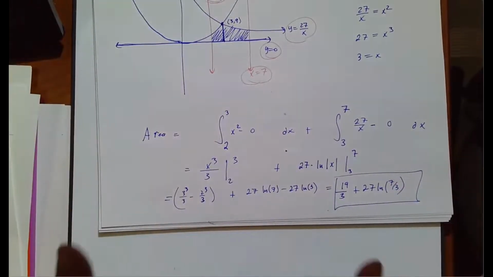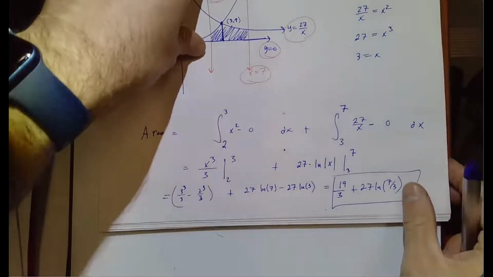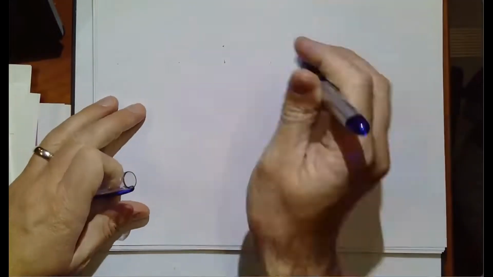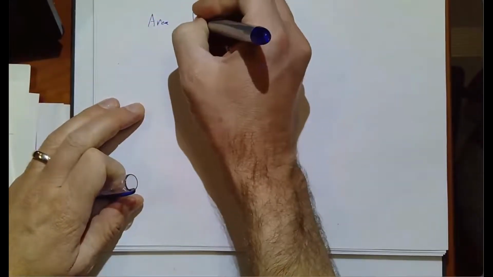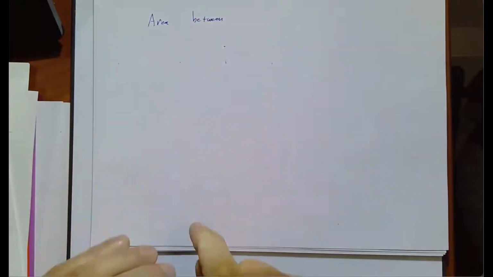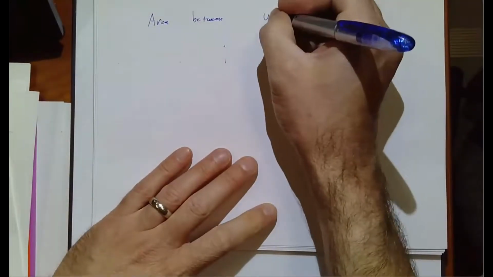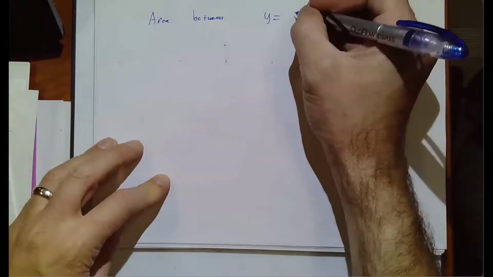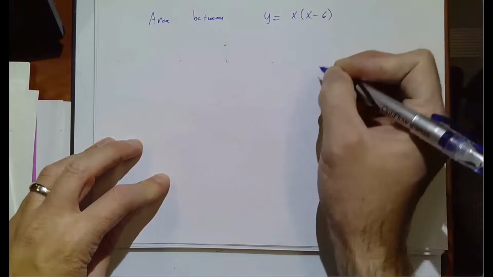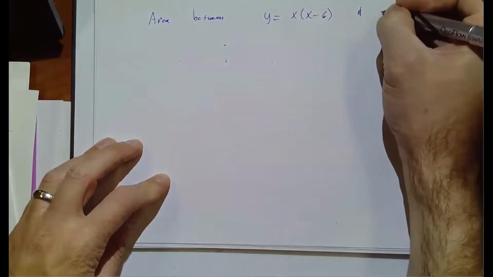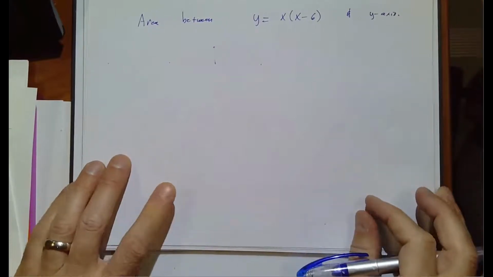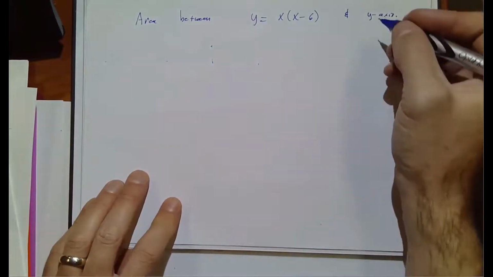Okay. So one thing I want to point out, just to kind of go along the way here, is if you had to find, say, if someone said to find the area between, what have I got here? Sure. y equal to, sorry, let me think for a second. x times x minus 6, and the x-axis.